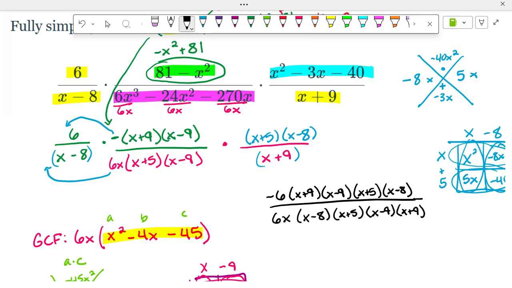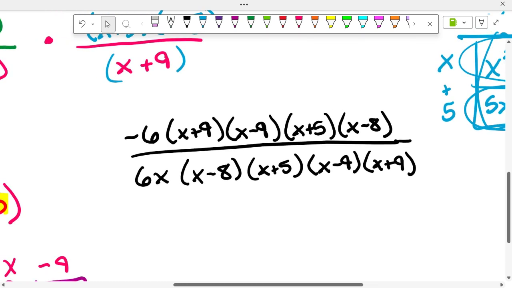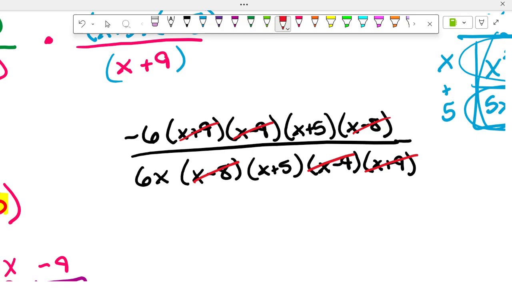Now, again, you don't have to necessarily do this step. I just do it so it's really, really easy to see what you can cross. So, someone name me one thing I can cross. So we can do x minus 9. Those are gone. What else? X plus 9. What else? X minus 8. What else? X plus 5. One more. The 6's. Not the negative, just the 6.